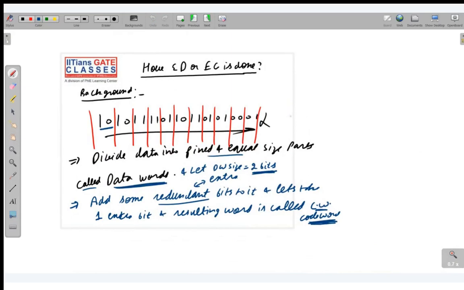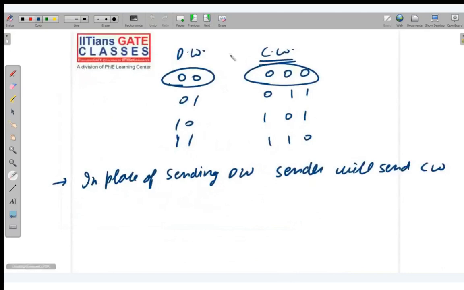First of all, let me formally introduce the topic. This topic is block coding. So what do we mean by block coding? In block coding, the entire data which the sender wants to send is divided into fixed and equal size parts called data words. You can call them blocks also, that's why we are calling it block coding. So we divide the data into fixed and equal size parts called data words, then add some redundant bits and make the code word. Now in place of sending the data word, the sender will send the code word.